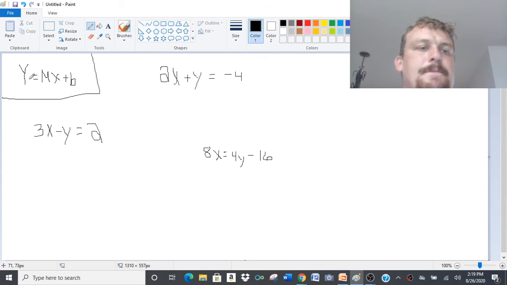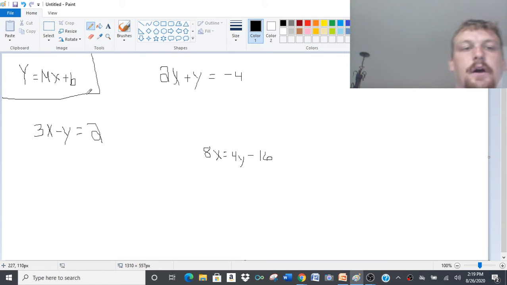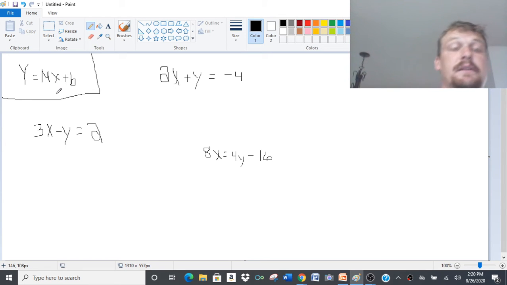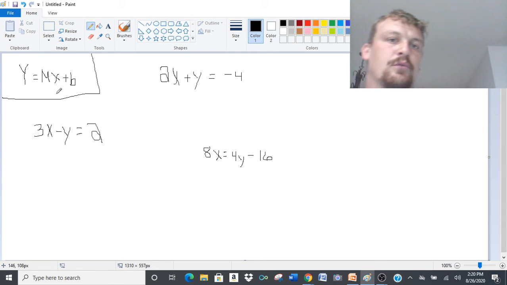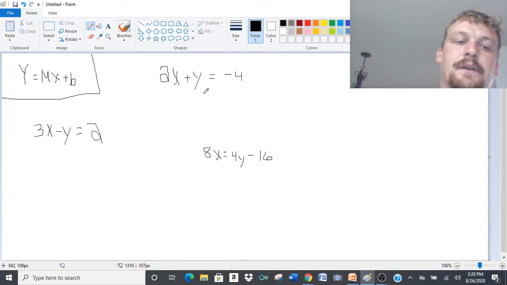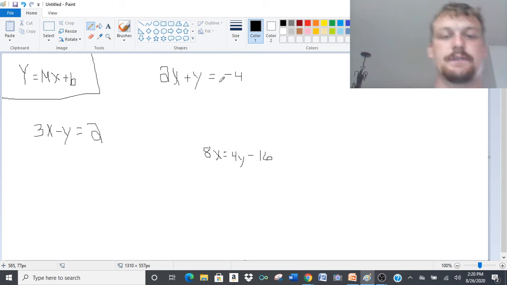Alright, so the slope-intercept form is y = mx + b. I think we all know that. So this is the format that we're trying to put it in in order to determine what the y-intercept and the slope are. Now we're basically going to do a little bit of review on solving for y. So let's start on this first one. We'll go from easier to a little bit harder and harder.